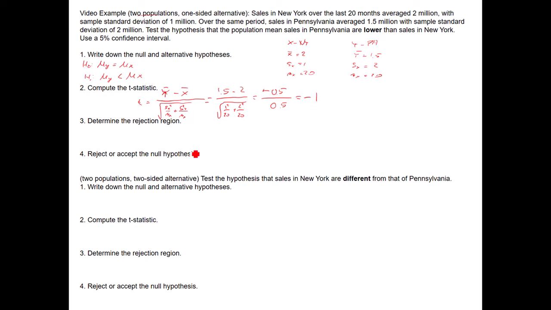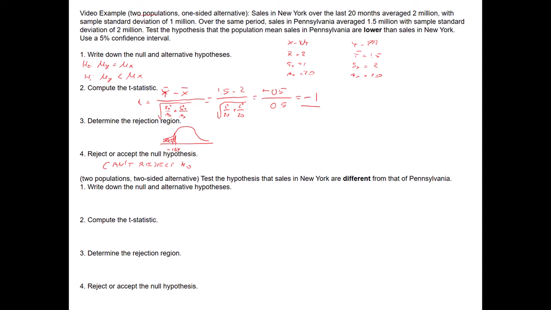Determine the rejection region. This is a one-sided alternative, so the rejection region is on the left. The alternative is one-sided and it's less than. The critical value at 5% level of significance is negative 1.64. So the rejection region is to the left of negative 1.64. Our computed test statistic, negative 1, falls into the acceptance region, and therefore we can't reject H0. We accept the null hypothesis.